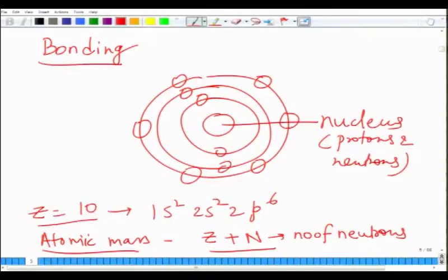Okay. So, this is the atomic mass. These are two things as far as we know about the atoms, and we have to know these things about atoms because everything is made of atoms. So, atomic structure has to be understood well before you go into bonding.